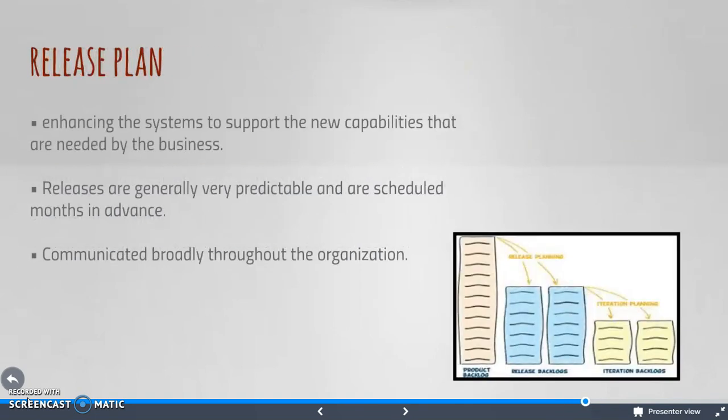Okay, next is release plans, which is enhancing the system to support the new capabilities that are needed by the business. Next, releases are generally very predictable and are scheduled months in advance. And the last one is to communicate broadly throughout the organization.